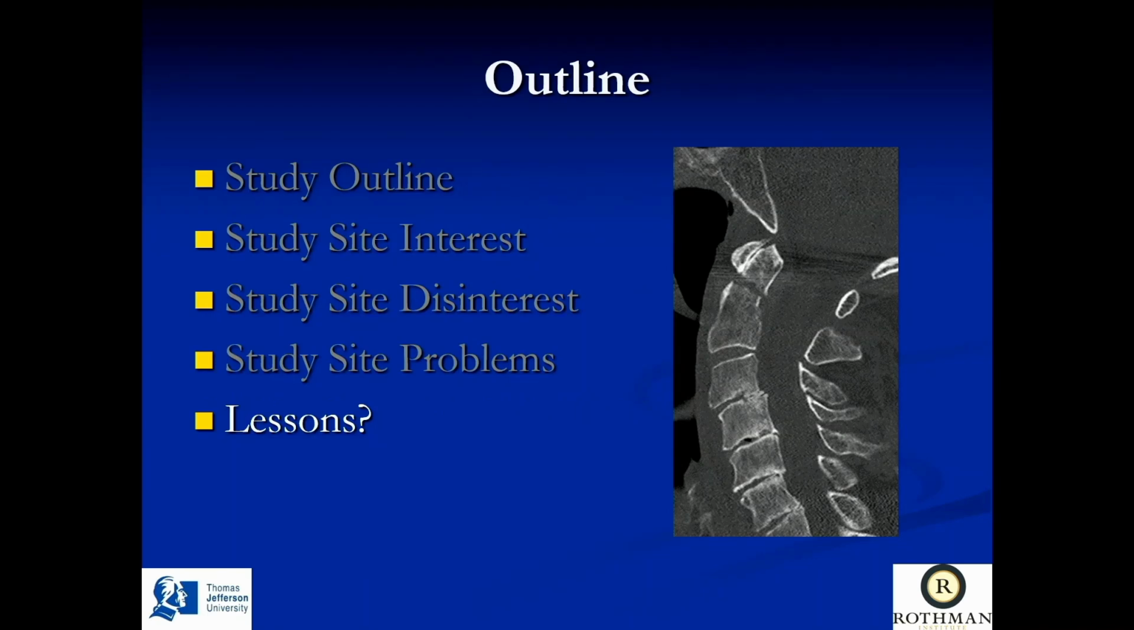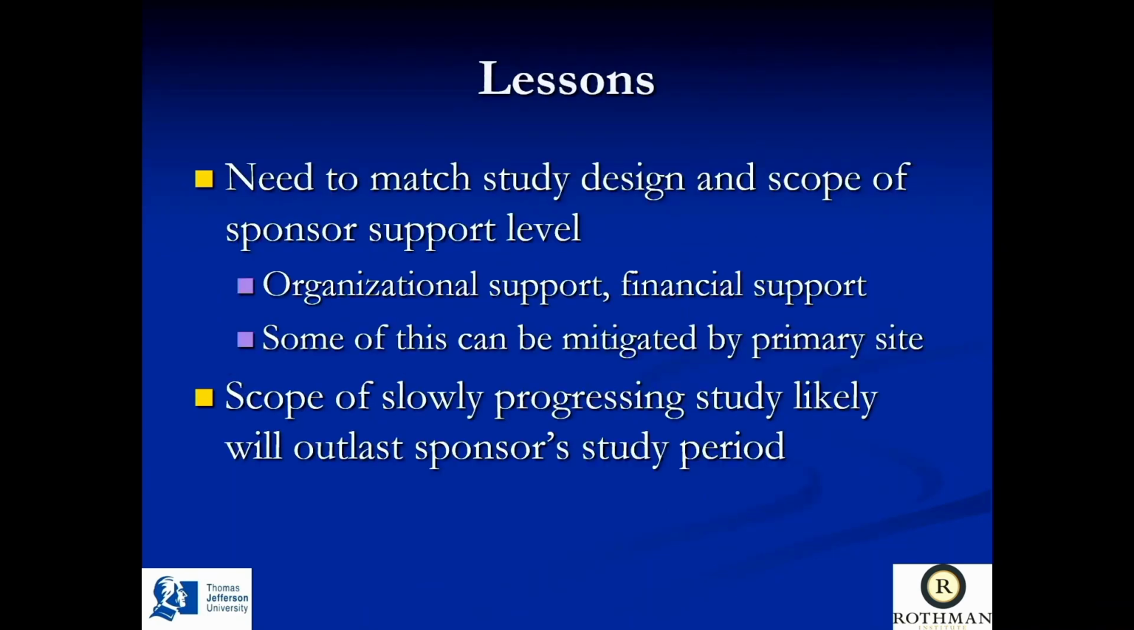And so what are the lessons that I took away from this? Next slide. One is that I think there's an imperative to match the study design and the scope of the support level from the sponsor of the study, if there is. And while this a lot of times boils down to financial support, there is a level of organizational support that you see, for instance, and we benefit from greatly in doing the prospective observational study through AO, who comes in and has a full suite of services that they're able to lend to make studies easier to do.